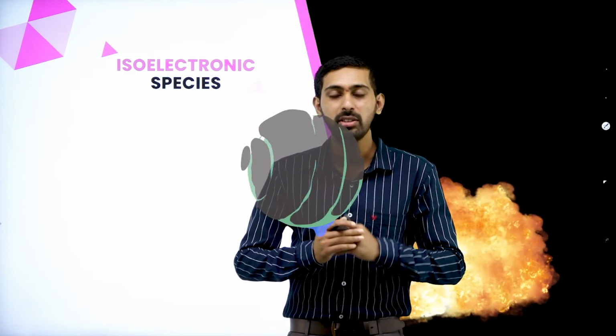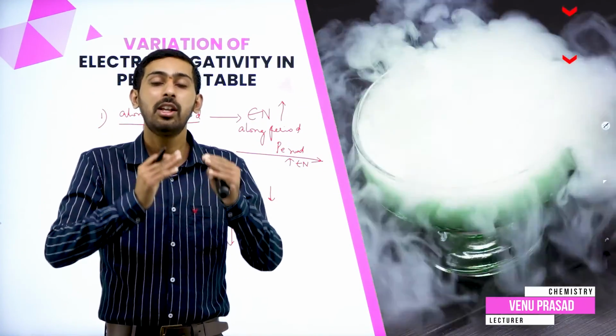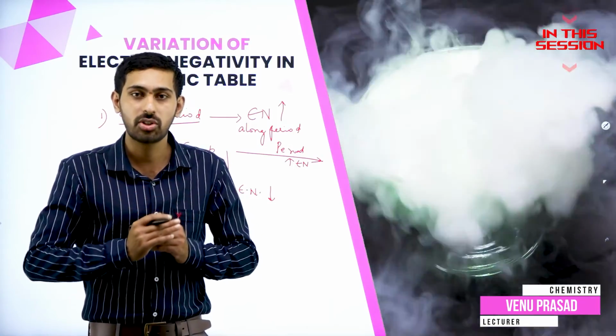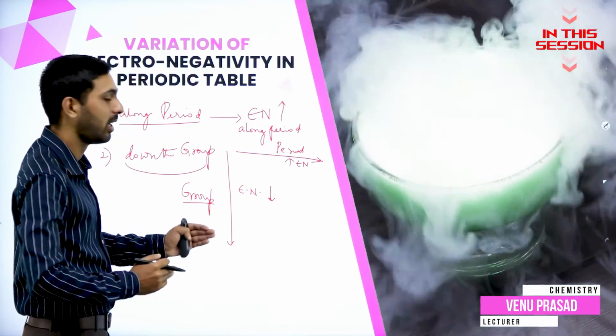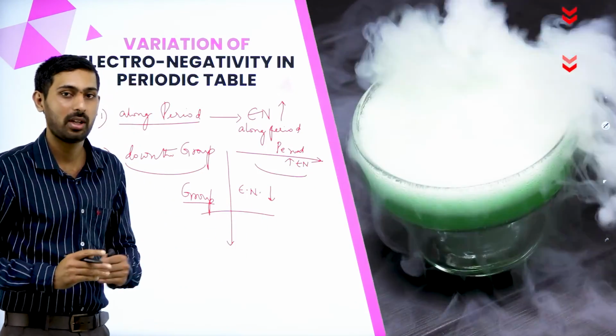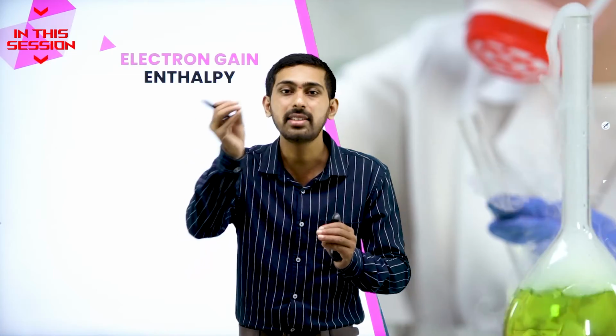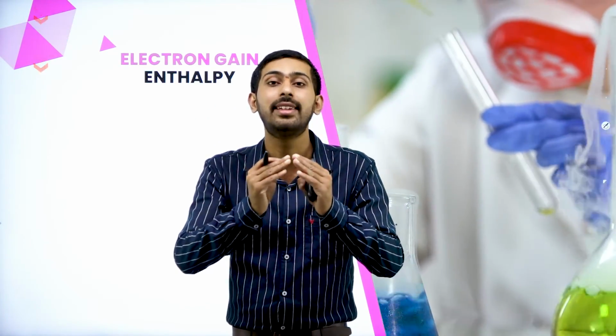Same number of electrons but having different nuclear charge. They are called isoelectronic species. There will be lesser force of attraction between nucleus and outermost shell. So electronegativity decreases along the group, increases along the period. It's a change in enthalpy when electron is added to a neutral gaseous atom.